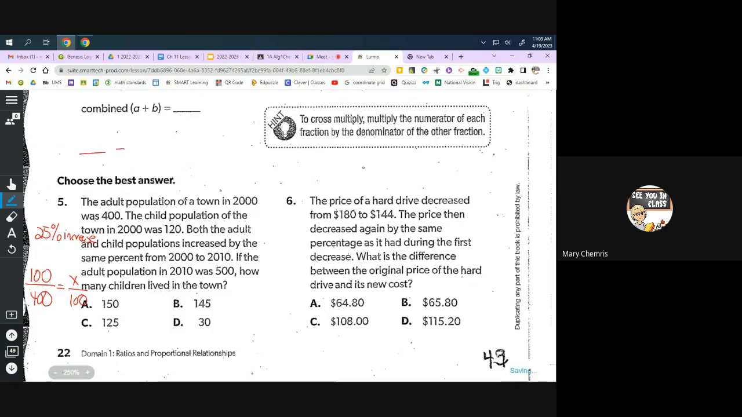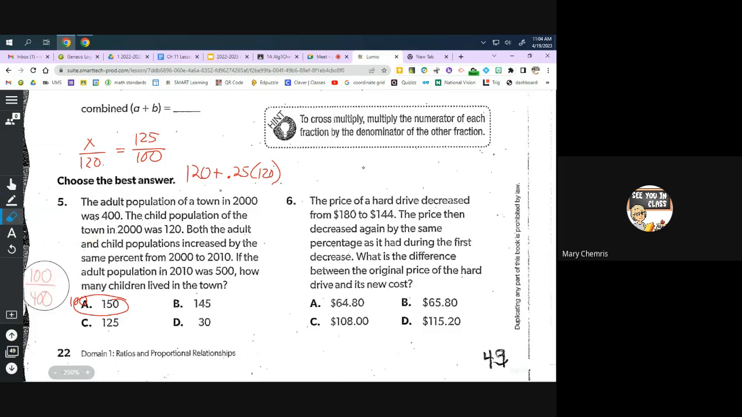So if the child population was 120 and it increased by 25%, we would say, what is 125% of 120? And that answer is 150. Okay, so we first found the percent of change for the adults, and the adults went from old of 400 to new of 500. So that was a change of 100, change over original equals X over 100. So it's a 25% increase. If I take 120 and increase it by 25% of 120, then that's 120 plus 30, which is 150. Okay?